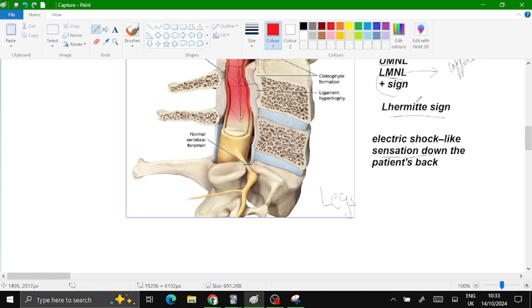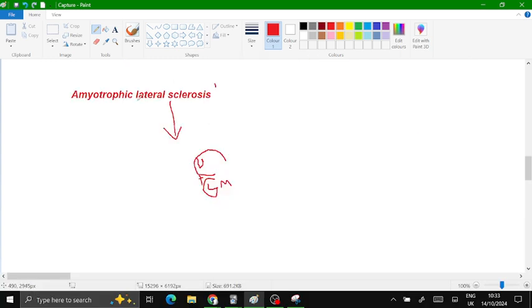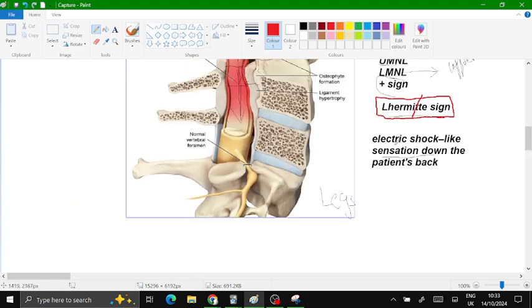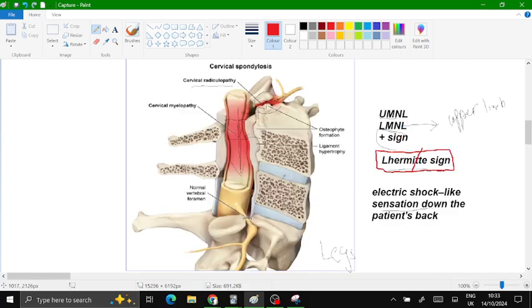And the other thing which is usually mentioned in the exam to differentiate the two is Hermit sign. So anytime you see Hermit sign, it is definitely spinal cord compression. So even if you ask the patient to flex their neck in ALS, there will be no electric shock sensation because there is no bone degeneration in ALS.